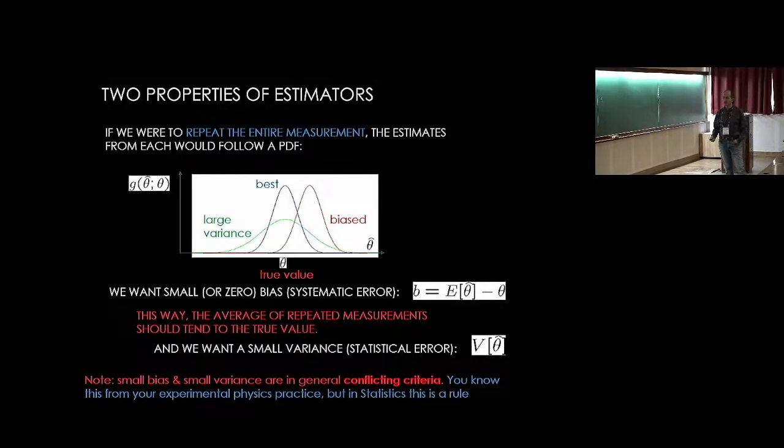In statistics, we have this problem that small bias and small variance is something that you can never achieve. You can have small variance and then your bias grows large, or you can shrink the bias, but then your variance blows up. The variance-bias trade-off is ubiquitous in statistics, okay?